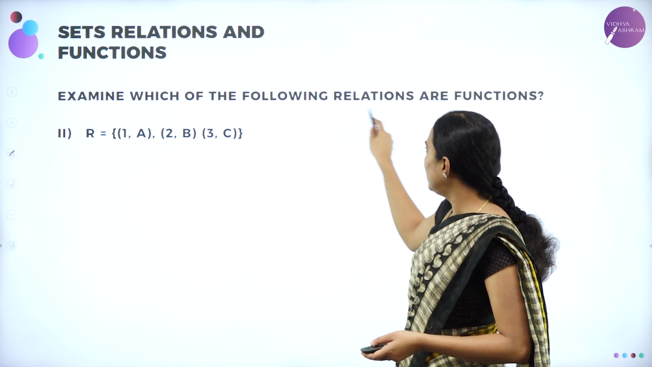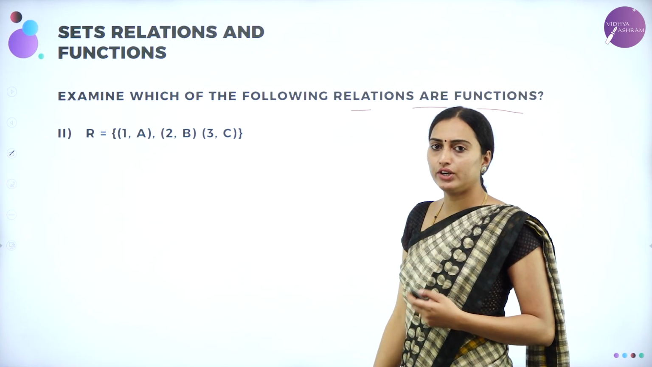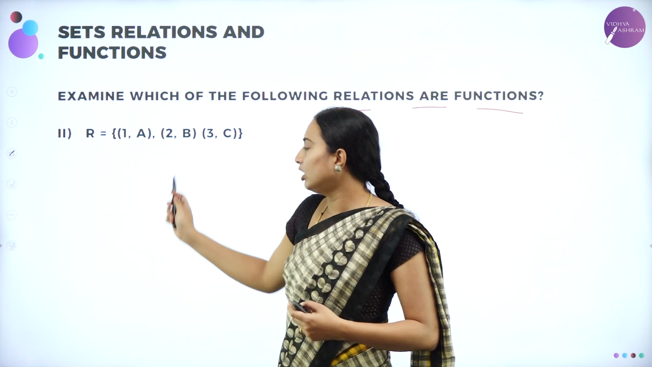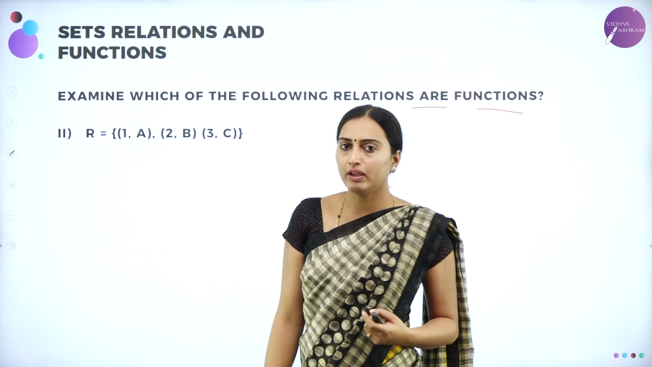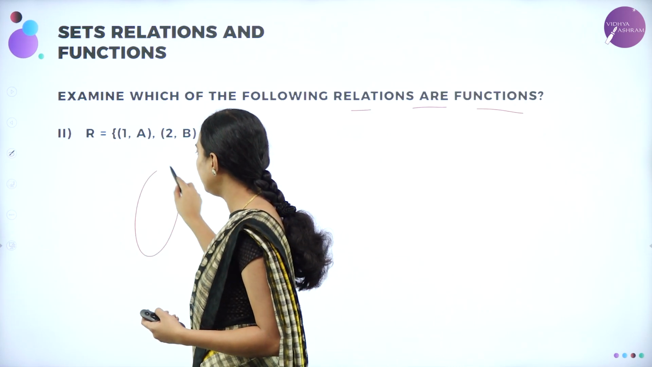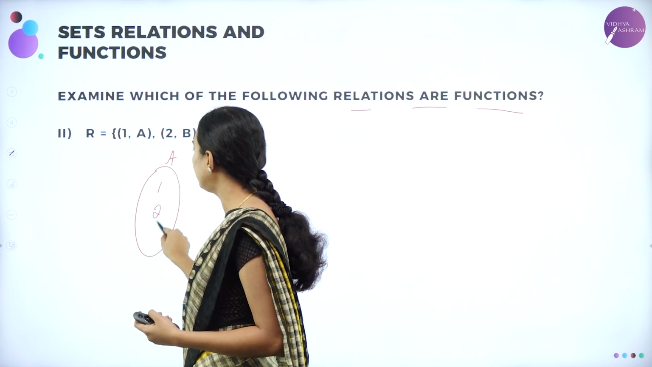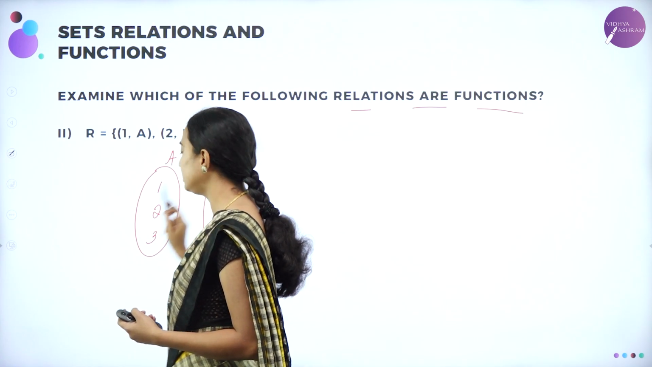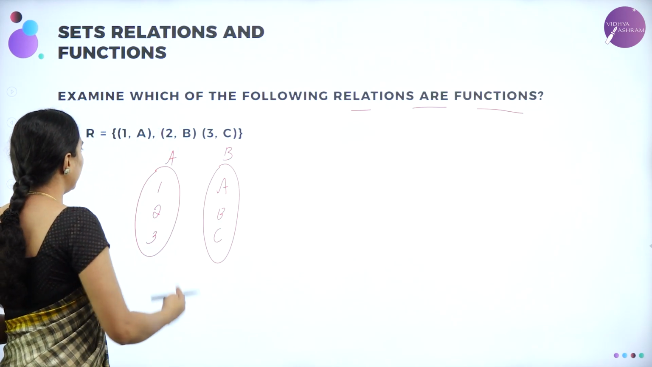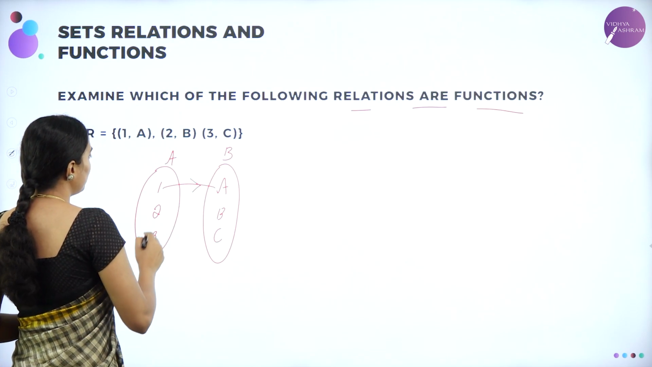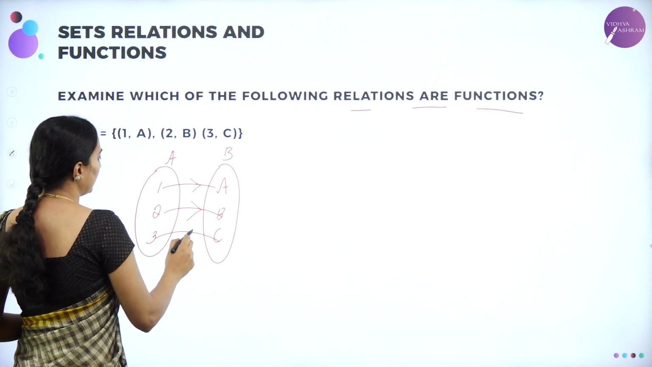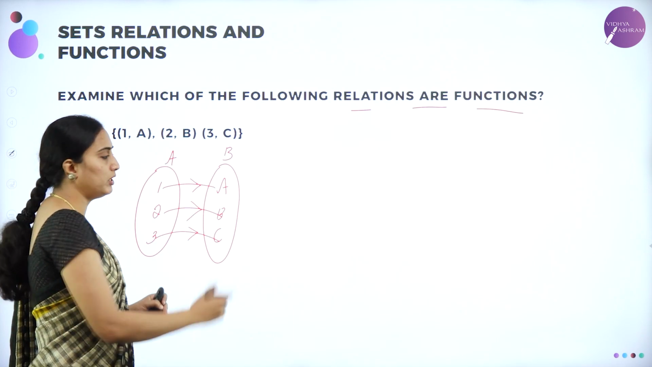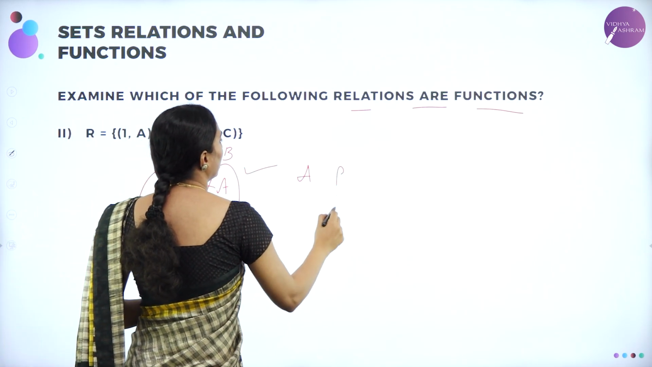Examine which of the following relations are functions. Same as before, observe: do any two ordered pairs have the same first element? No, it is not having the same first element. So let me check by Venn diagram also. Set A will contain the elements 1, 2 and 3, and set B will contain the elements A, B and C. Now what have they connected? 1 is connected to A, 2 is connected to B, and 3 is connected to C. Obviously, every element of set A has a unique image in set B. Therefore, this is a function.